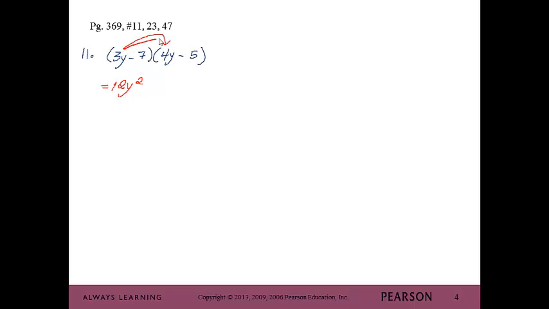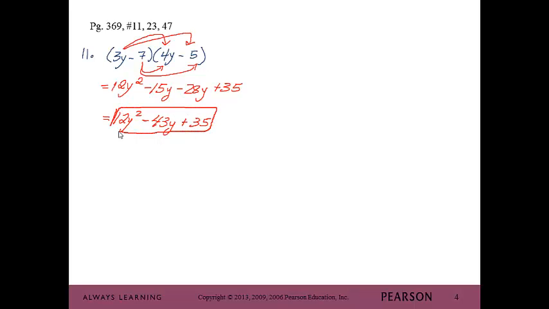Then continuing, we have 3y times negative 5. And that's negative 15y. And then negative 7 times 4y is negative 28y. And then last would be negative 7 times negative 5, which is plus 35. Then we end off by combining our like terms. So we have 12y squared minus 43y plus 35. And this will be our final answer. Since it's in descending order based off of the powers, that's what we call standard form.